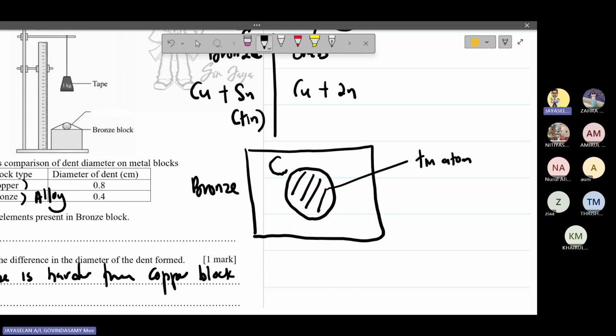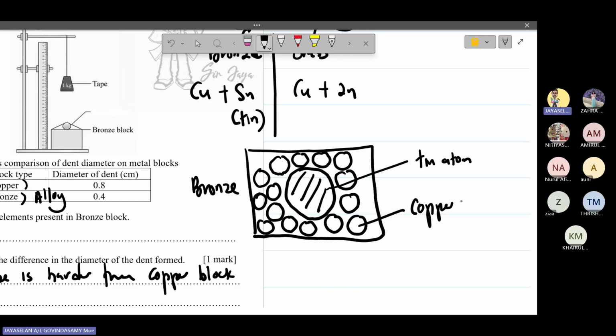Okay, and surrounded by thin atom, y'all put what? Y'all put copper atom. No need to fill up everywhere. We have two drawing, like this enough. And label this is what atom? Copper atom. You guys already do.